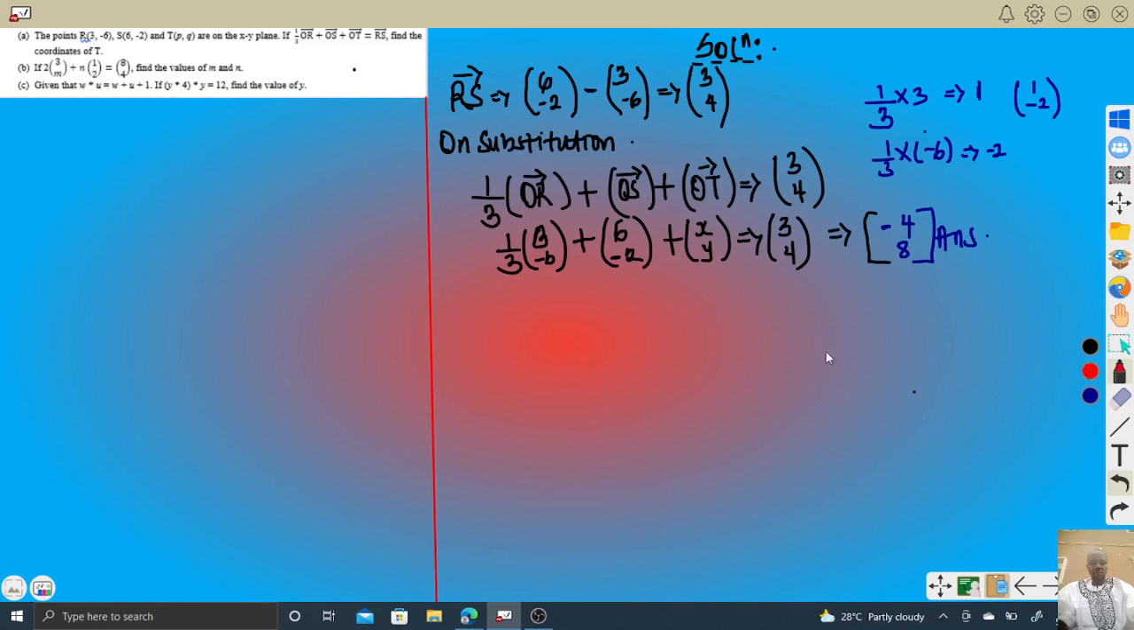So the next question is B. About this B, we have 2 times of this plus n times of this is this and this. More like matrices now. Let's do it in terms of matrix form. Let's use this 2 to expand this. 2 times 3, that's 6.